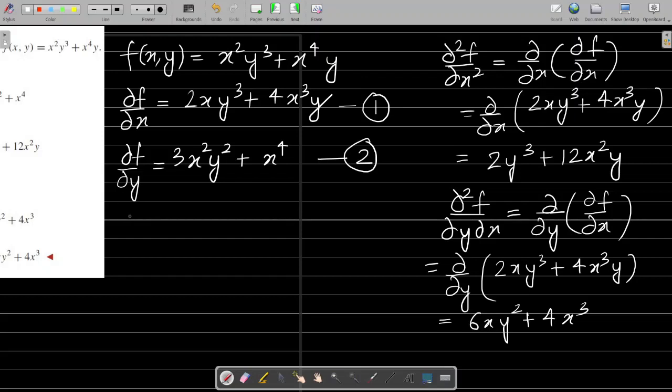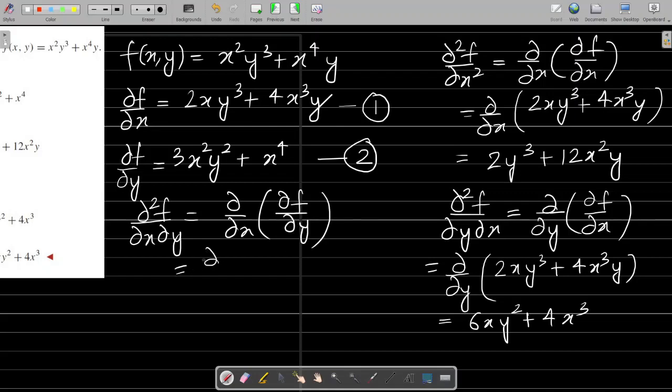Now similarly, let's differentiate the second equation with respect to x and y. Suppose I have to find ∂²f/∂x∂y, what will be the term? That will be equal to ∂/∂x of ∂f/∂y, which is equal to ∂/∂x of 3x²y² + x⁴. So that is 6xy² + 4x³, because I'm partially differentiating with respect to x.